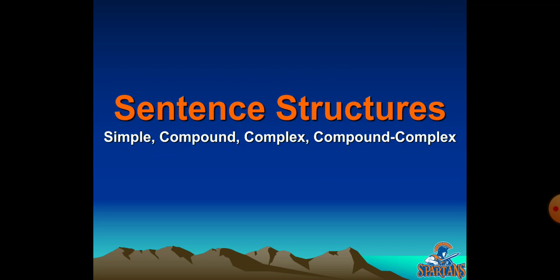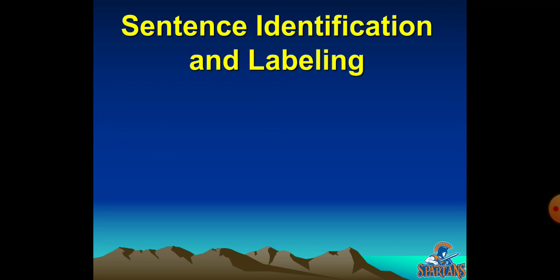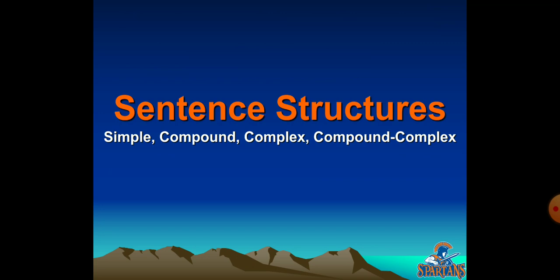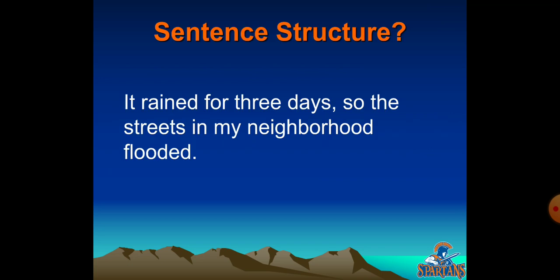Sentence structures. We are going to have some practice on sentence identification and labeling. Sentence structures, remember, are simple, compound, complex, compound complex. What is the structure of this sentence you see on the screen? It rained for 3 days, so the streets in my neighborhood flooded.